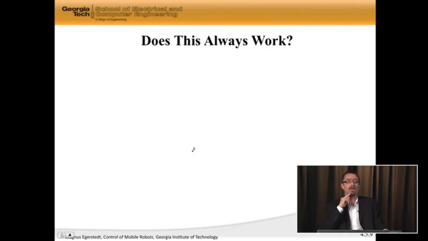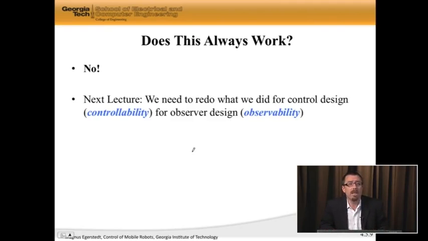Now, obvious questions are, well, there's only one question, actually. Does this work? And the answer is no. It doesn't always work. Just like pole placement doesn't always work when you're doing control design, for the same reason, pole placement doesn't always work when we do observer design. And what we need is something that's related to controllability. So controllability tells us, do we have enough control authority? Are our actuators good enough?